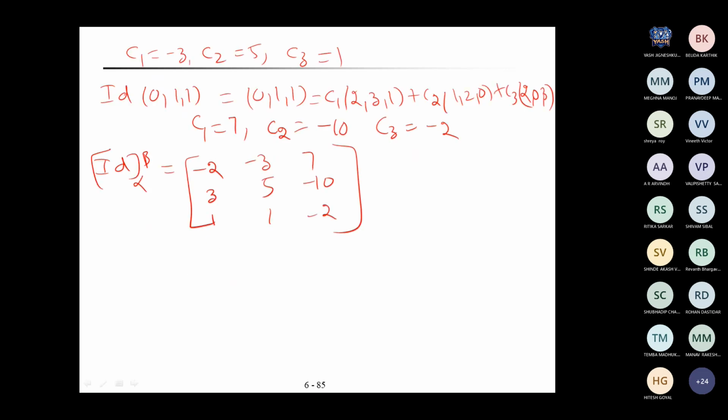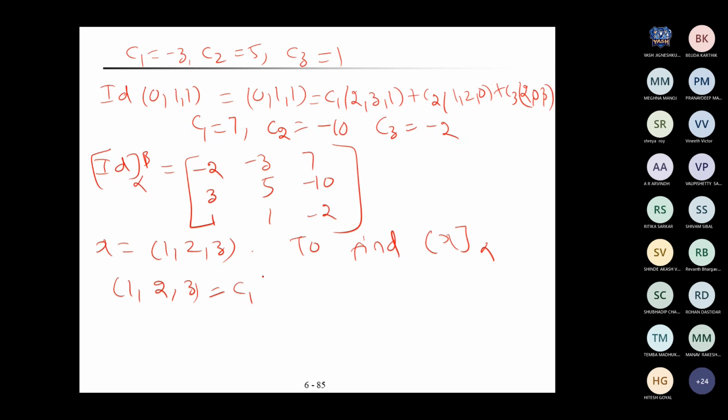So in this, the identity from alpha to beta alone we have completed. Now x is 1, 2, 3. We'll first find x alpha. What do you mean by x alpha? First say, what is x alpha? It is the coordinate vector of x with respect to the basis alpha. So I'm going to write 1, 2, 3 in terms of the basis elements of alpha.